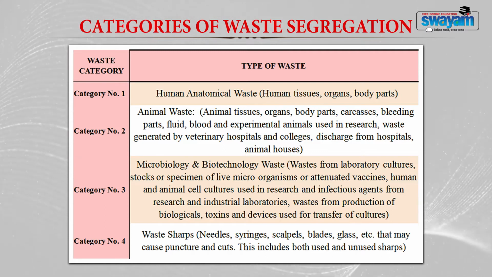These are wastes generated from laboratory cultures, stocks or specimens of live microorganisms like attenuated vaccines, human and animal cell cultures generally used in research, and infectious agents generated from research and industrial laboratories; all of these come under this. Also the waste produced during the production of toxins and biological devices is categorized under category 3.